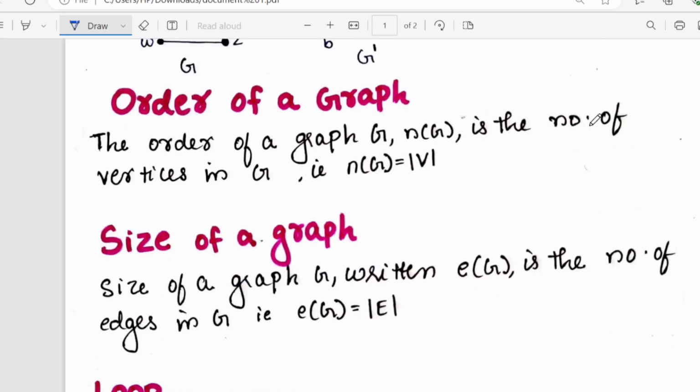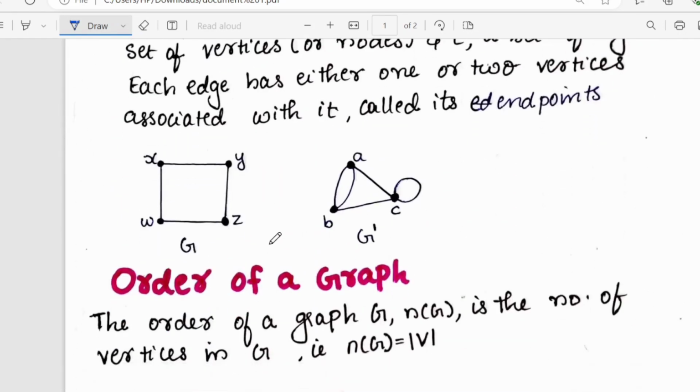What is the order of graph G? The order of a graph G, which is represented using n(G), is the number of vertices in G. So if we consider the graph G, there are four vertices, so the order of G is equal to 4. Since there are three vertices for graph G dash, the order of graph G dash is equal to 3.